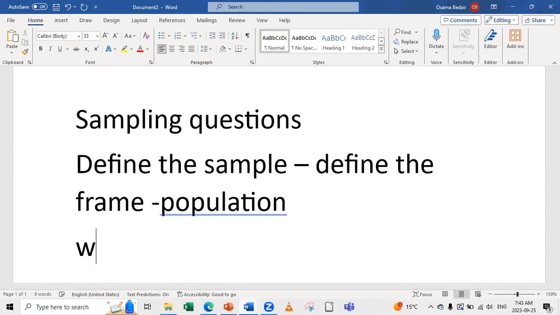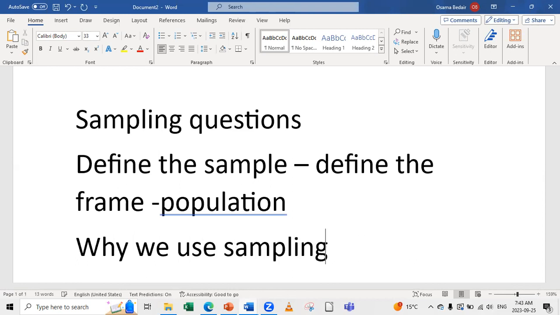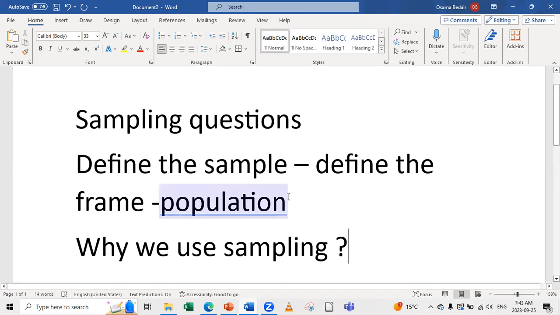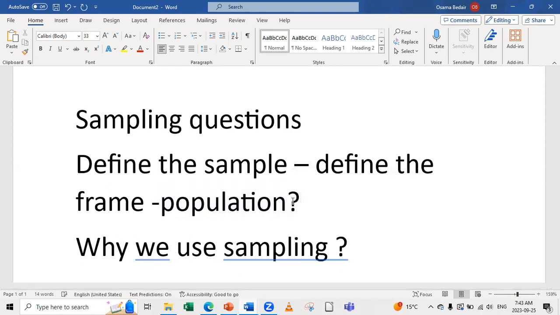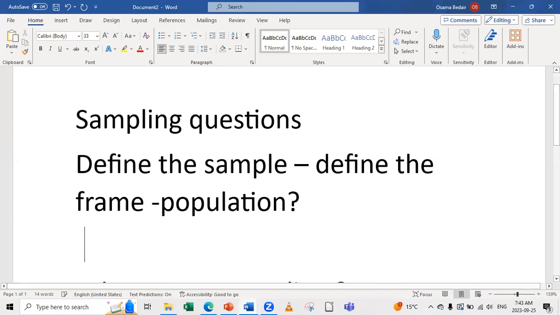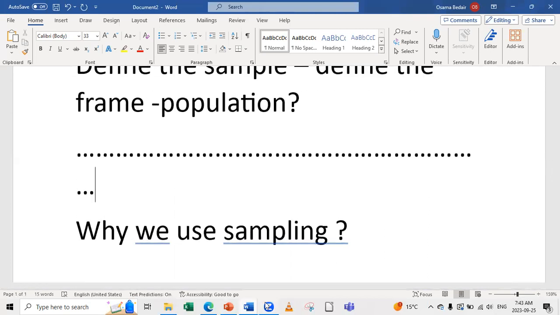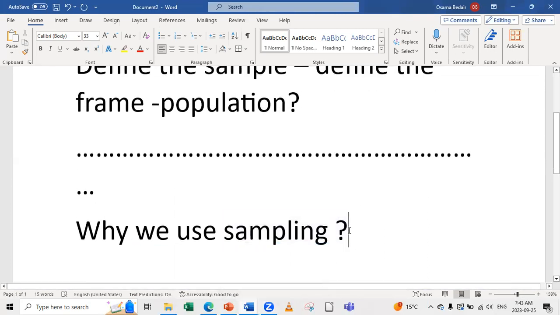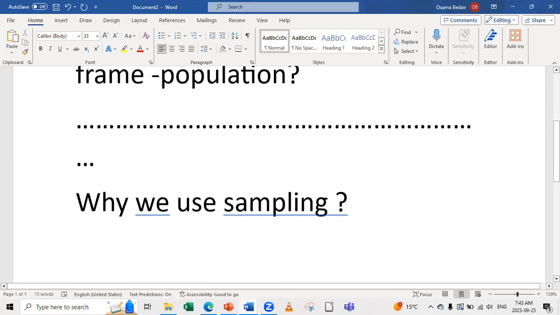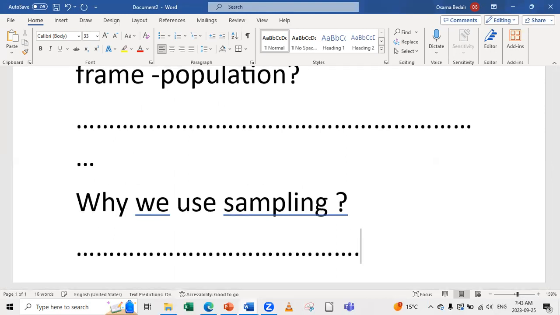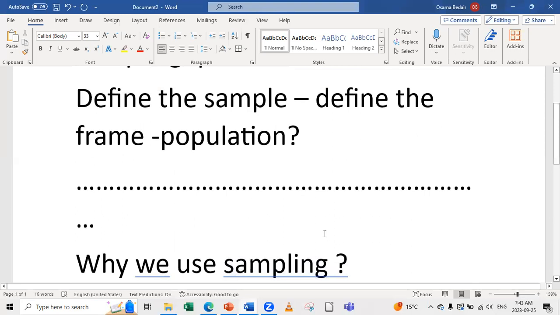Second question, why do we use sampling? These are the things which we covered just now. These are the points which show why we use sampling. This is the second question. So here we go. We use sampling so that it will save time and effort, the time and the cost.